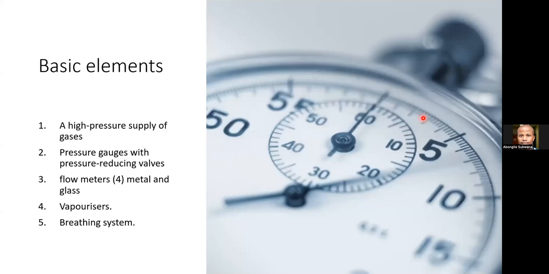So the basic elements of an anesthetic machine are a high pressure supply or high pressure system, pressure gauges with their pressure reducing valves, flow meters, that can be metal or glass, vaporizers, and then a breathing system. There are other things that I didn't put here, like the scavenging system.